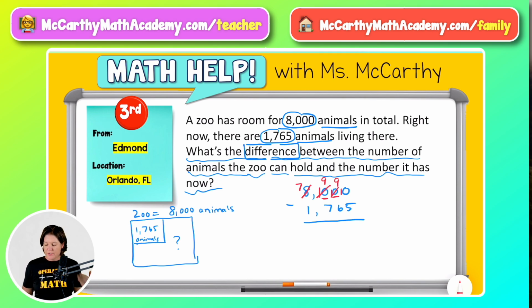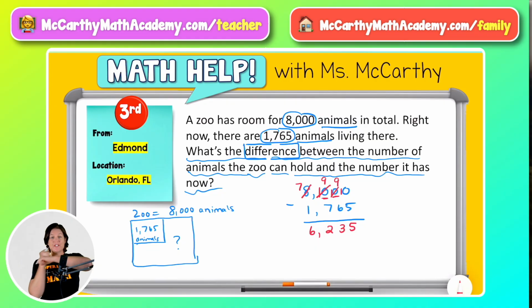So 10 ones minus 5 ones would be 5 ones. Moving to the tens column, 9 tens minus 6 tens is 3 tens. In the hundreds place, 9 hundreds minus 7 hundreds would be 200s, and 7,000s minus 1,000 would be 6,000.